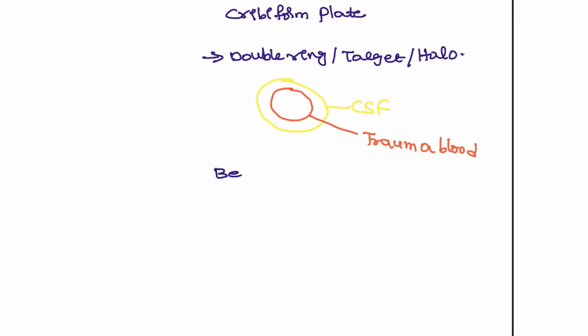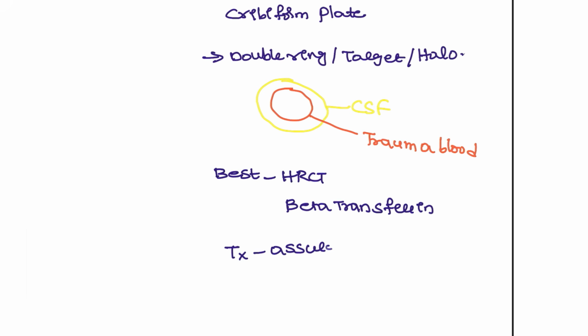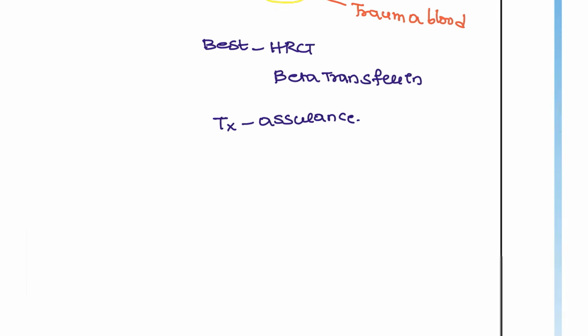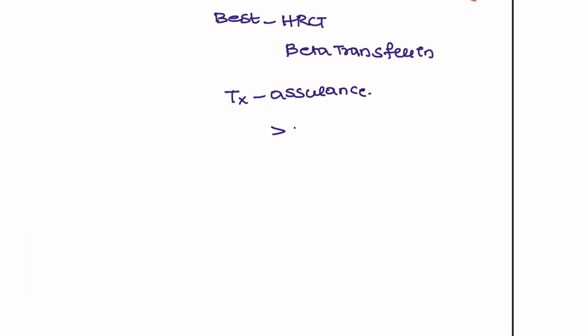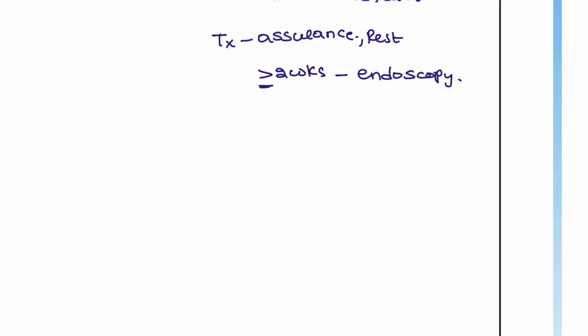The best investigation is HRCT. The biochemical test that you can do is the beta-2 transferrin test. The treatment is reassurance, and nothing has to be done for this patient; it will go by itself. If it is not controlled beyond 2 weeks, rest is important, and if still not controlled, then you can go for endoscopy.